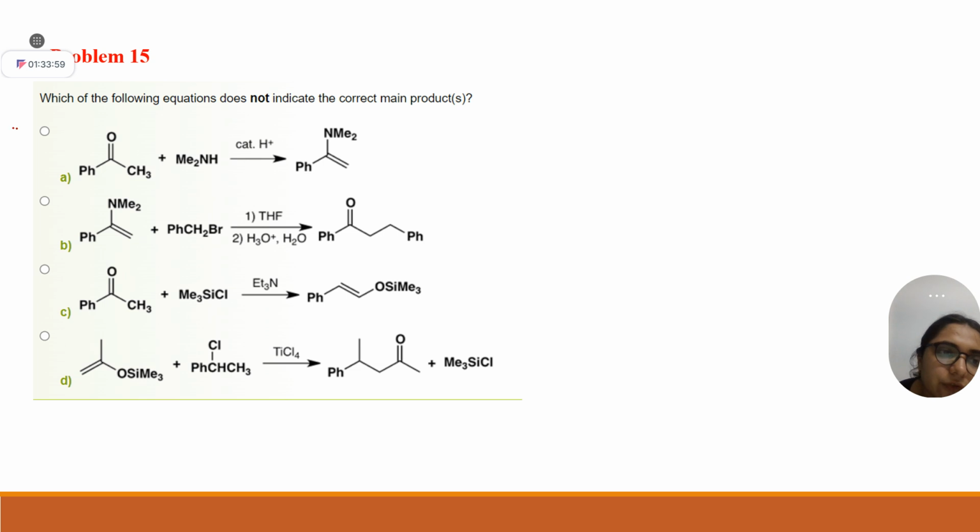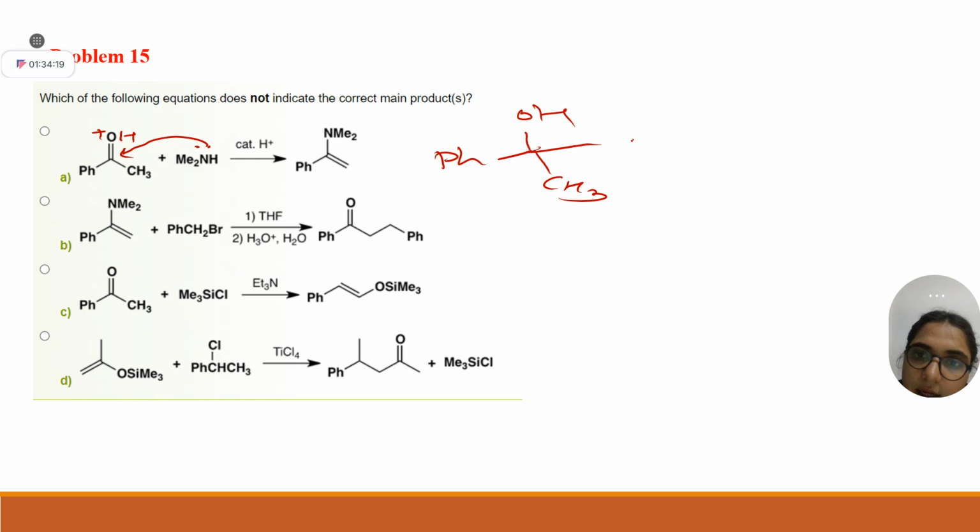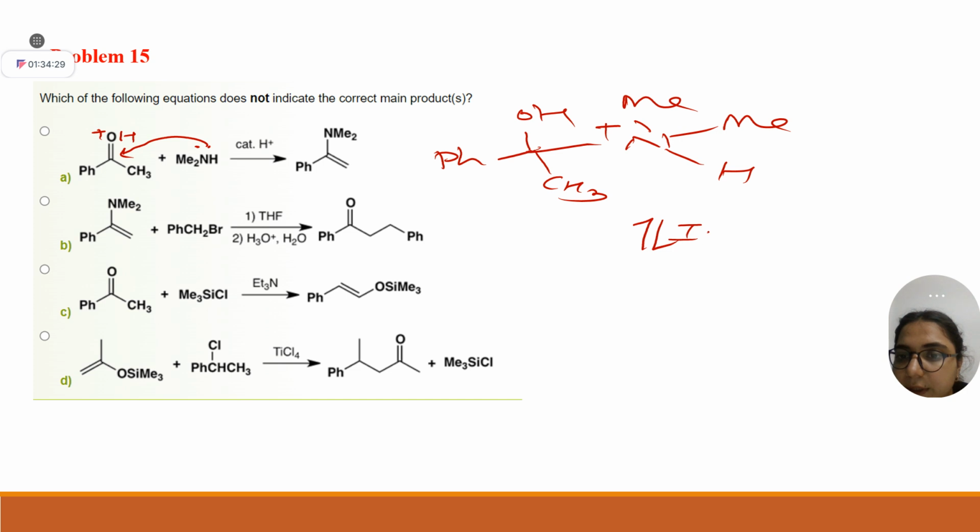A student, in the first, what will happen? Catalytic H plus is there. It will protonate this. Obviously, this is going to attack onto this carbon. What will it form? PhC(OH)CH3, N, Me, Me, H positive, right? Then what will happen? IMPTR. What is this? Intramolecular proton transfer reaction.